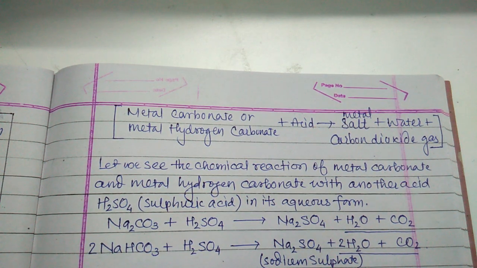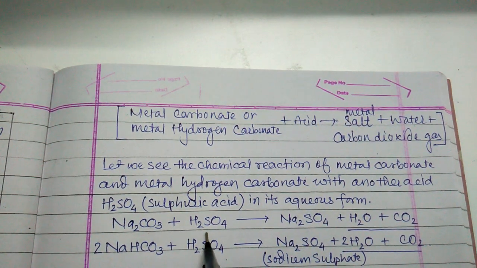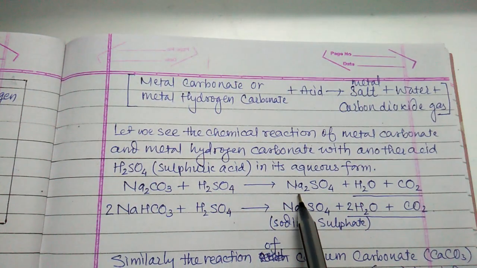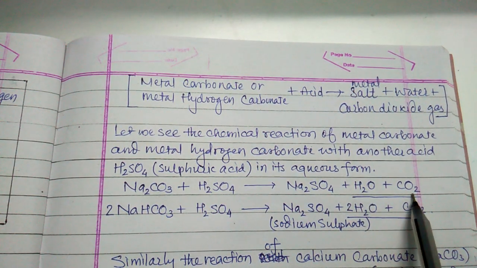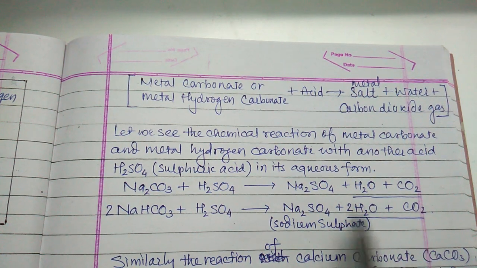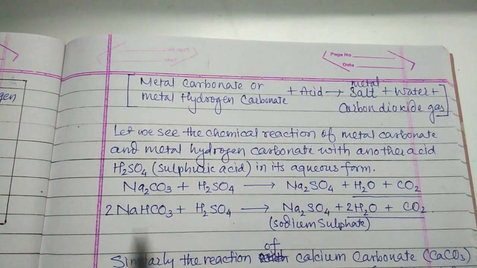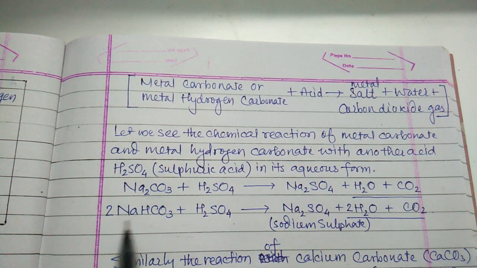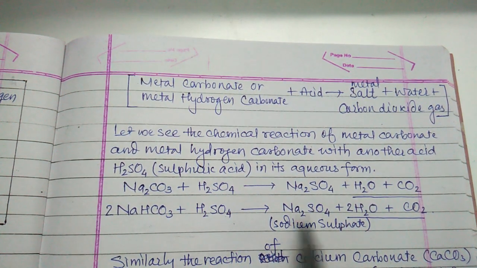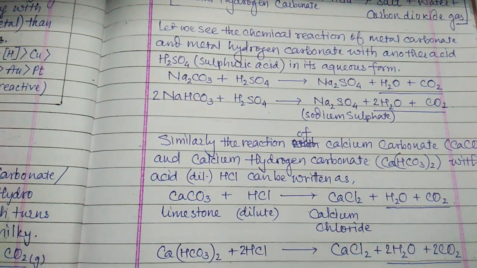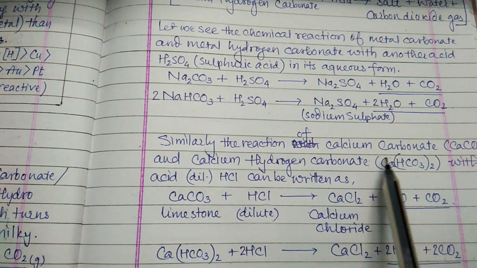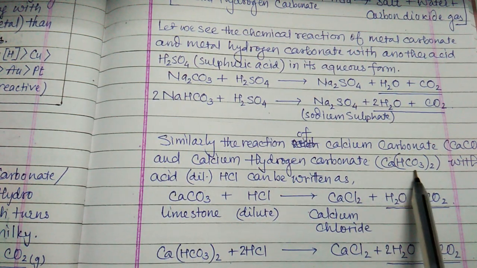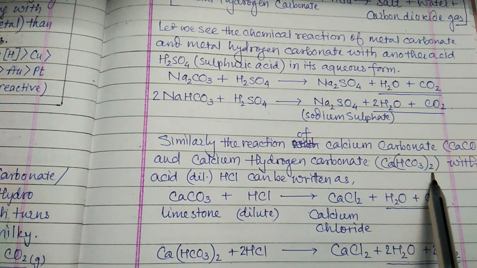Let me see the chemical reaction of metal carbonate and metal hydrogen carbonate with another acid, H2SO4. So these reactions are done with sulfuric acid. So it will be Na2SO4, H2O and CO2, same thing, H2O and CO2. After balancing, the sodium hydrogen carbonate reaction is 2NaHCO3 plus H2SO4 gives Na2SO4 and so on. Similarly the reaction of calcium carbonate also, because it is a metal carbonate, and Ca(HCO3)2 is a metal hydrogen carbonate.